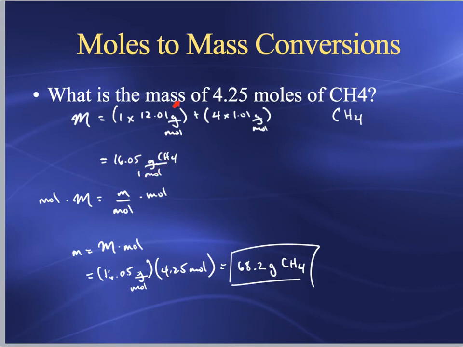And it says, what's the mass of it? So once again, I'm just rearranging this equation, canceling out moles on the right, and getting mass is equal to molar mass times moles, the same thing we've seen the last 2 slides. The molar mass here is 16.05, we're rounding it to the hundredths place, times the number of moles, 4.25, is 68.2 grams of methane, CH4. So once again, rounding to 3 significant figures.